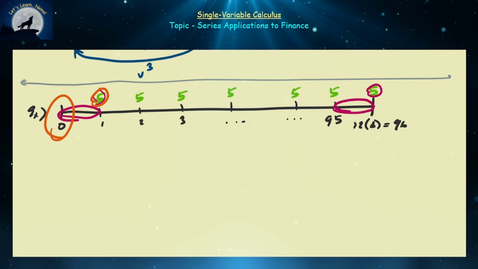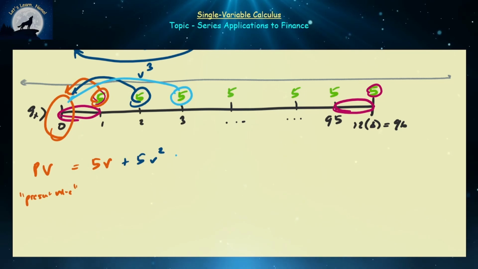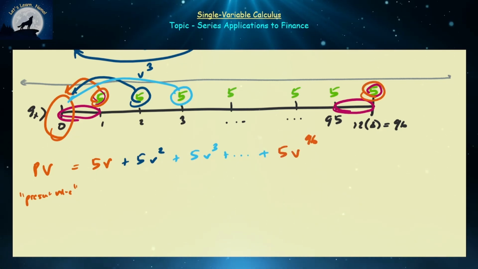So we need to move this 5 back once, and PV is going to refer to the present value of the sequence. So our first term is going to be equal to 5 discounted once. And then we're going to have this, which needs to be discounted twice. So we're going to have 5 nu squared. And we're going to have this one, which needs to be discounted 3 times. So 5 nu cubed, all the way down to the very last one of 5, and that's going to be discounted 96 times.